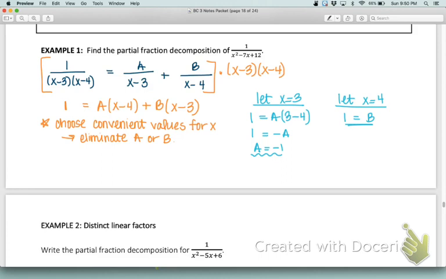That tells me then that my partial fraction for this equation is going to be, a was negative 1, so negative 1 over x minus 3, plus b, which was positive 1 over x minus 4. That's how we obtain that partial fraction decomposition. Okay? Then if we want to integrate that, it becomes really simple. Let's look at another one.